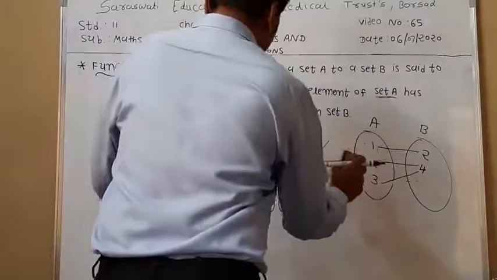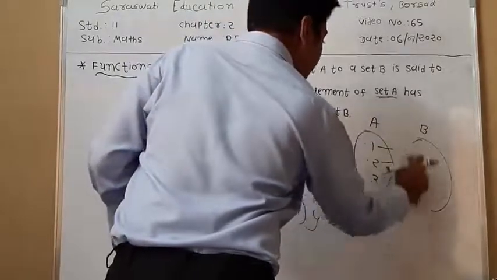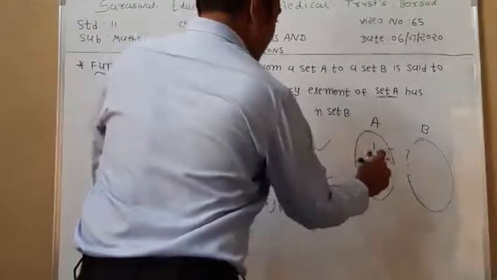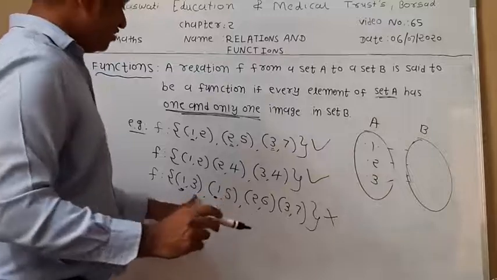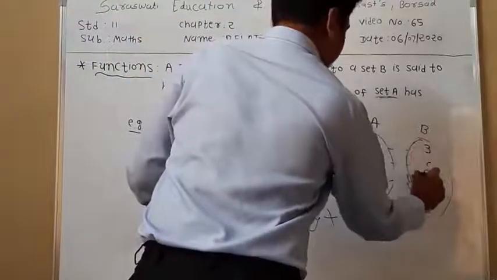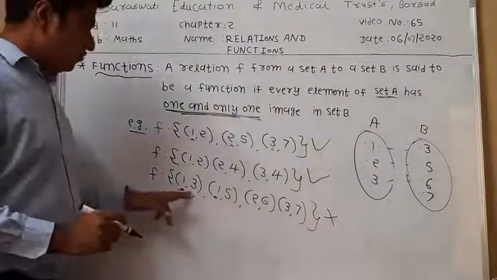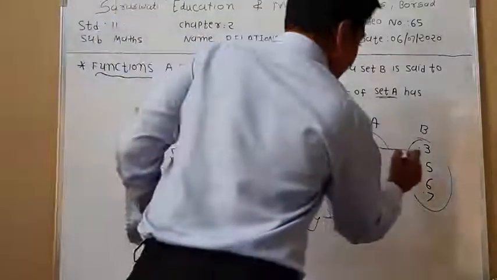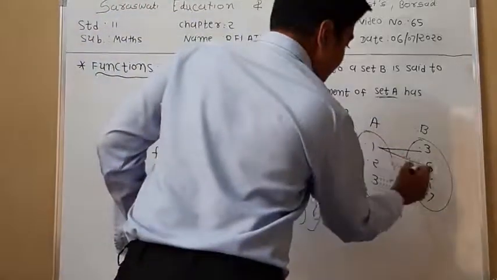Clear? If we represent this in a Venn diagram, its position will be like this. In set A, elements 1, 2 and 3 are present, and in set B, 4 elements are present: 3, 5, 6 and 7. Now 1 is related to 3, so here we can write this. 1 is related to 5.